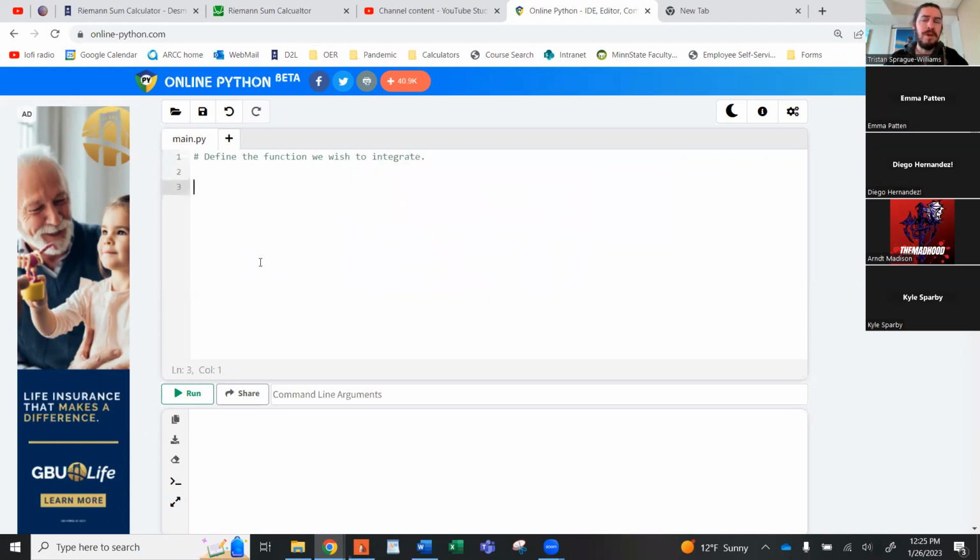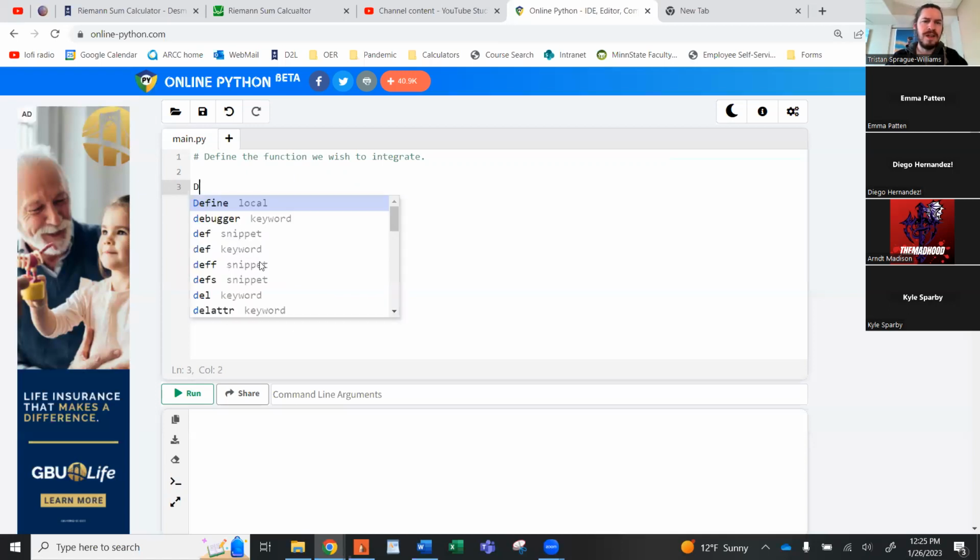So for this example, I'm going to use x squared. And the way I'm going to do this is I'm going to define an actual function in Python. Now, in Python, if you want to define a function, you use the abbreviation def for define. You can see it turns blue when you type def, and you want to make sure to type it lowercase.